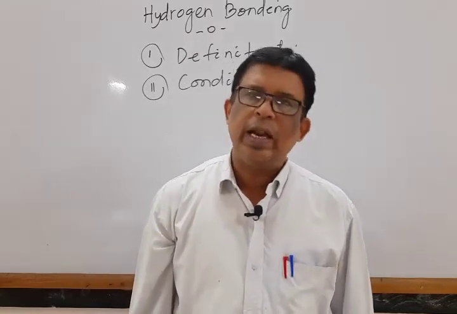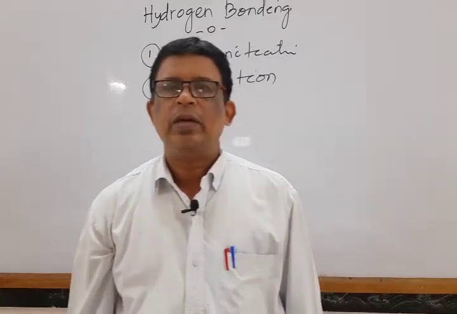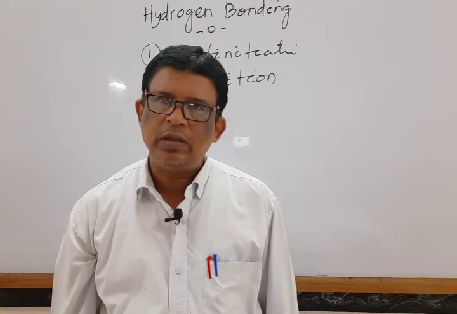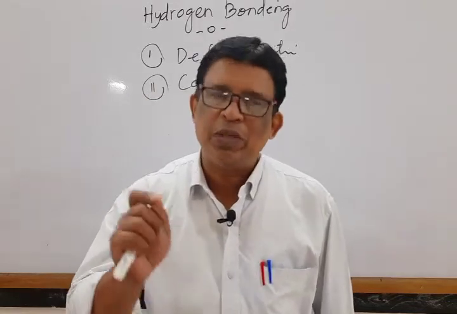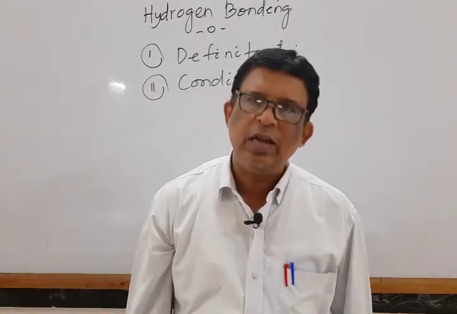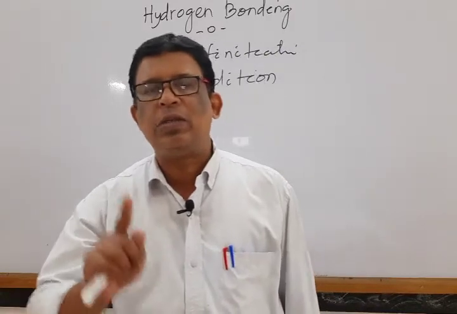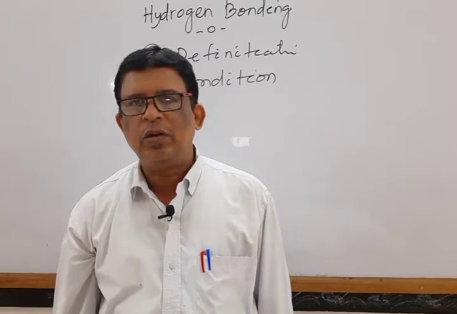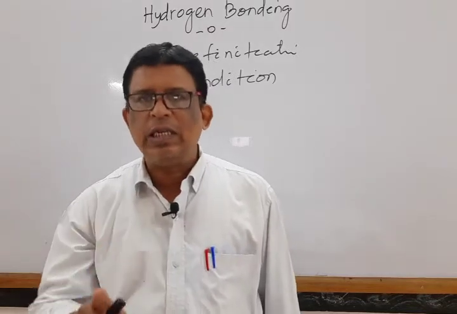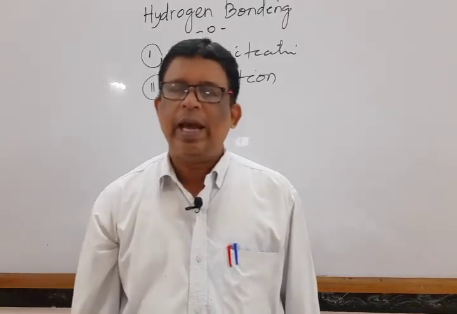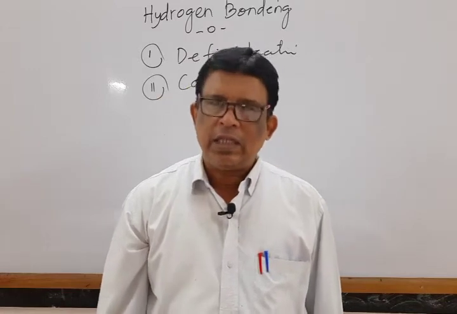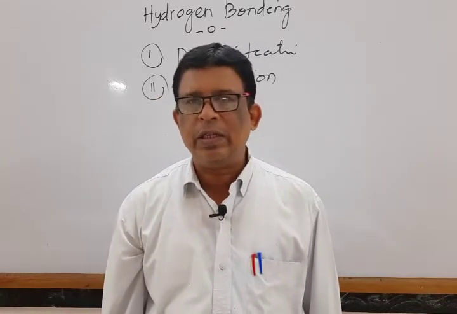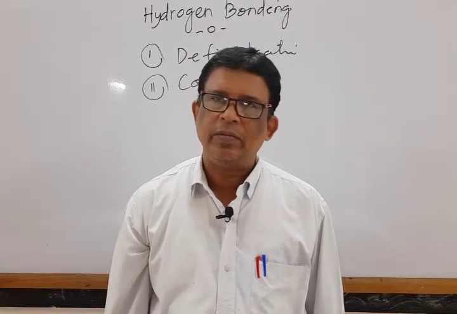So these 2 characters are satisfied by the first element of group 15, that is nitrogen, the first element of group 16, that is oxygen, and the first element of group 17, that is fluorine. So nitrogen, oxygen and fluorine exhibit this type of bonding, that is known as hydrogen bonding. It is represented by a dotted line.